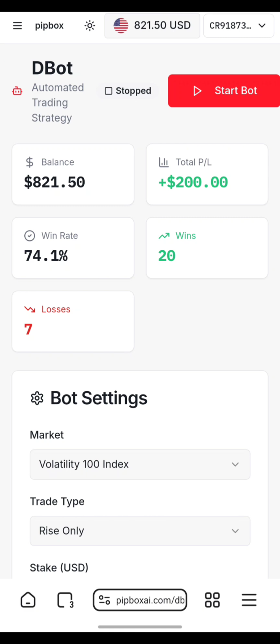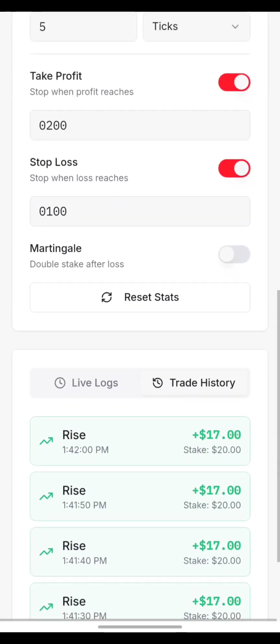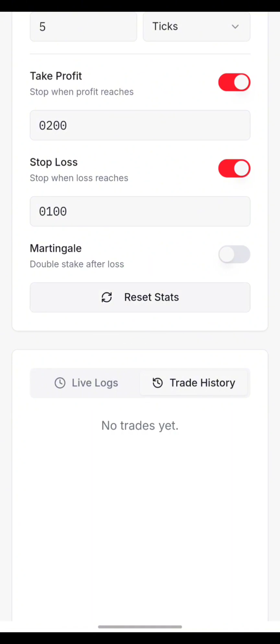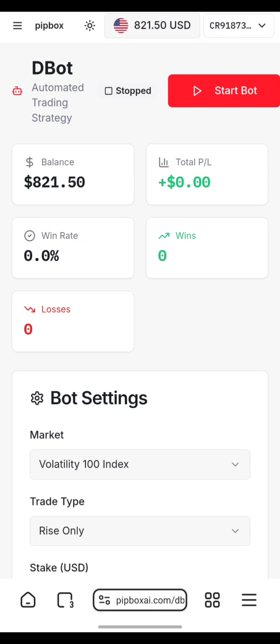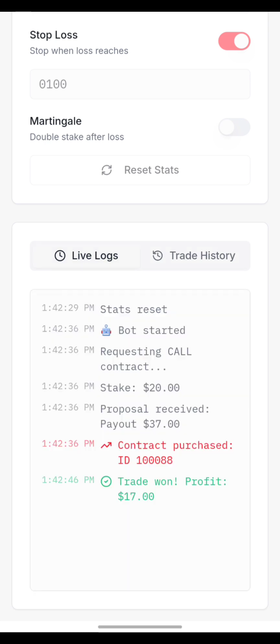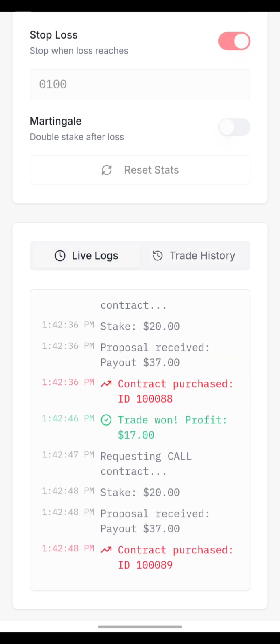So let's run the bot again. First, we have to clear our stats, reset our stats here. Let us reset our stats, and let's go back and start the bot again. Yeah, let's go. You see, we are almost hitting the target of 1000 USD. The bot has been started, and that's the first trade. It's a win, it's a win, man.